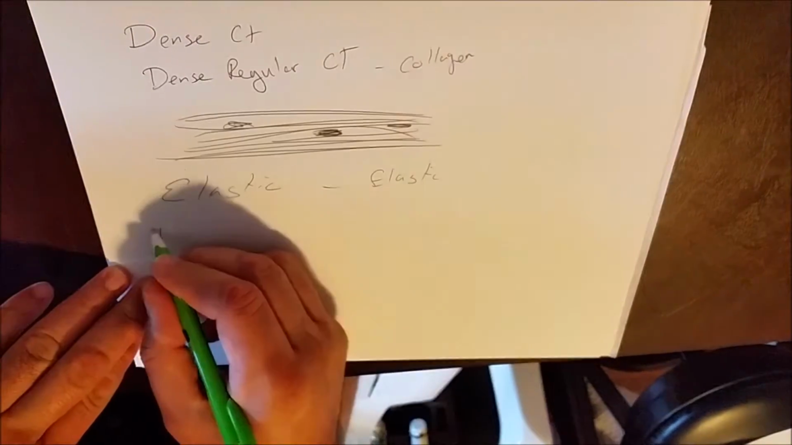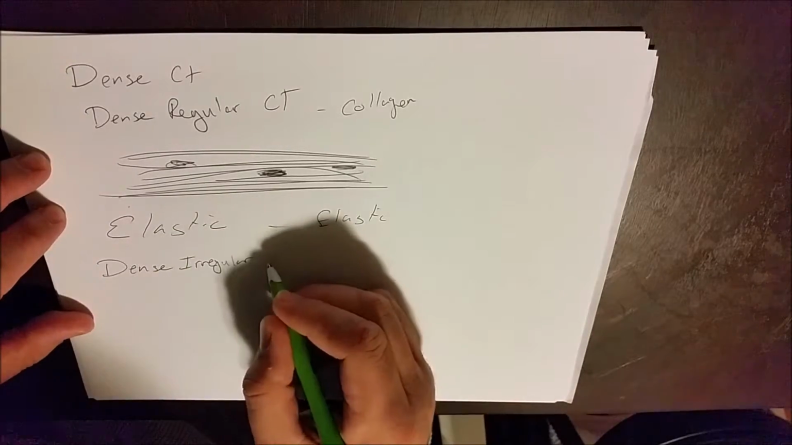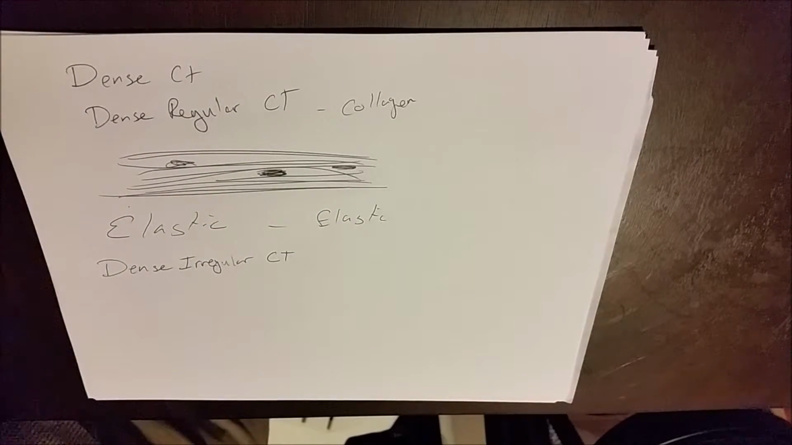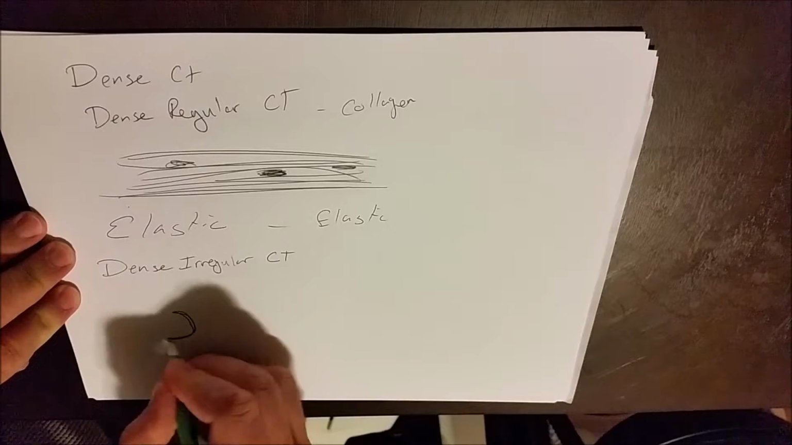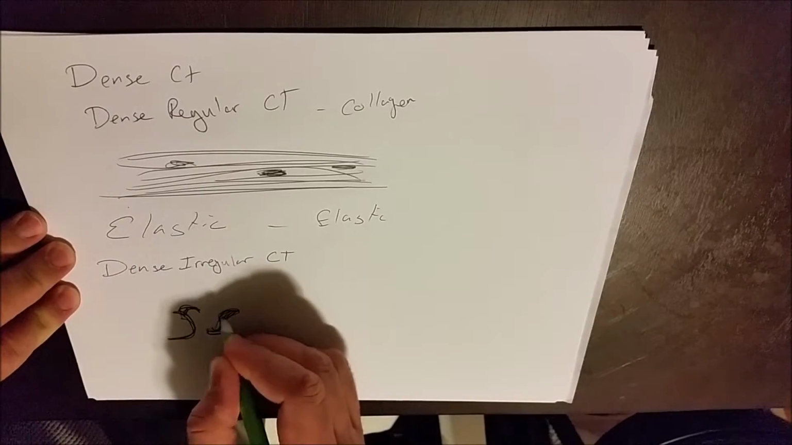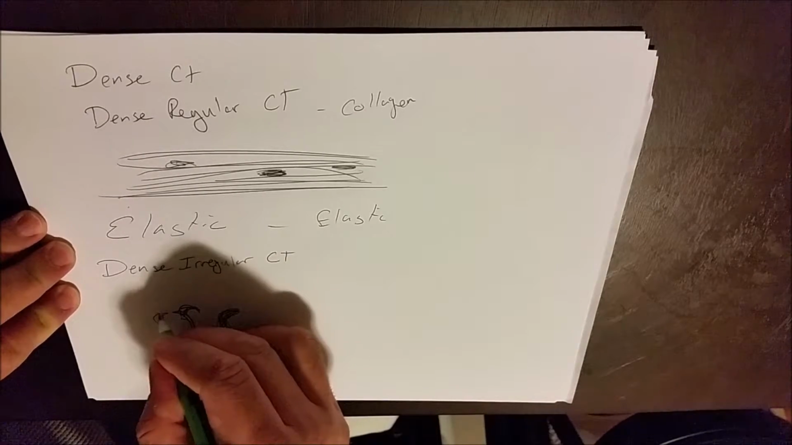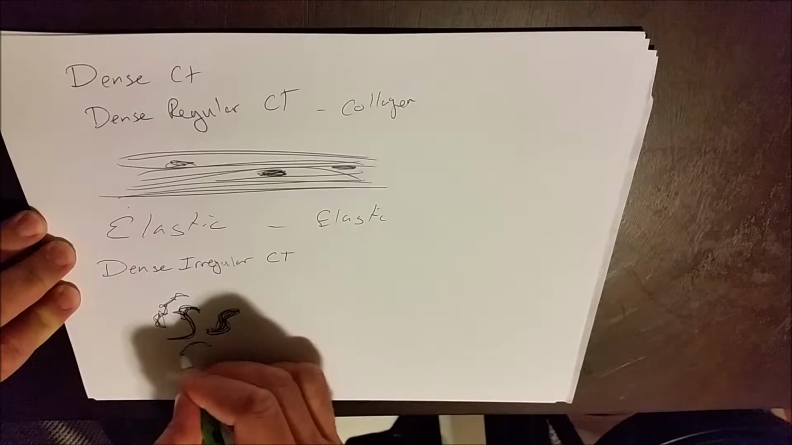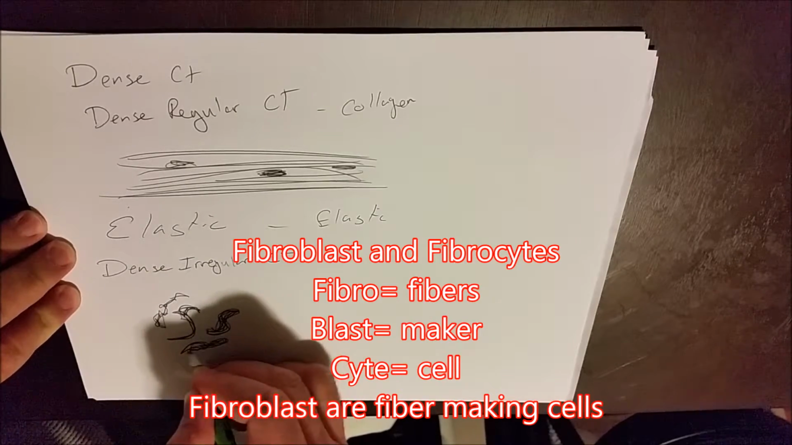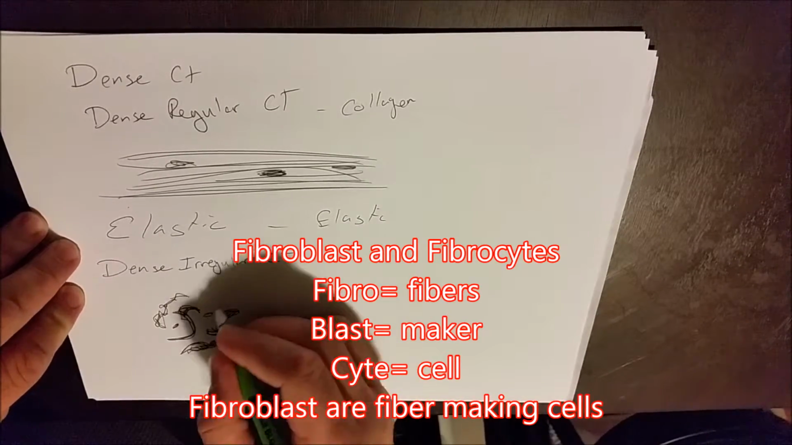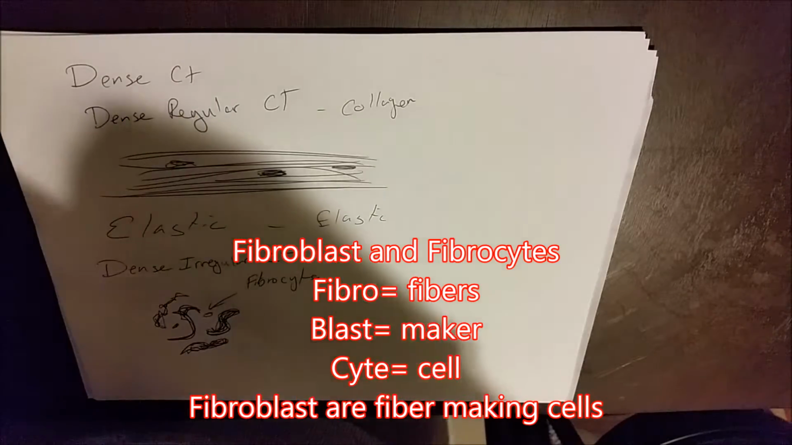The other one we have is dense irregular connective tissue. The difference between this connective tissue and the others is it has really dense fibers running everywhere. You'll see them in pink. I'll show you a picture of it. But they're running in every direction you can think of. They're just big, thick, dense fibers. Dense irregular connective tissue also has fibroblasts or fibrocytes, and these are big hunks of collagen.